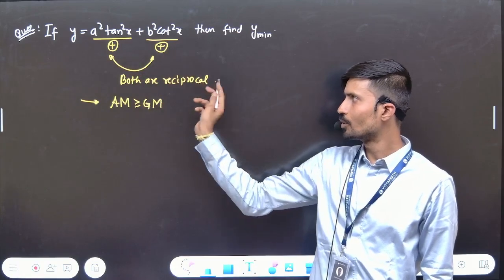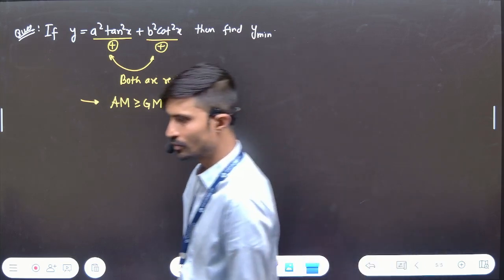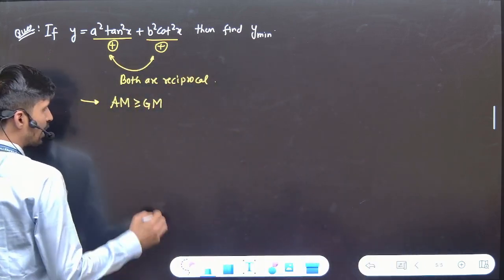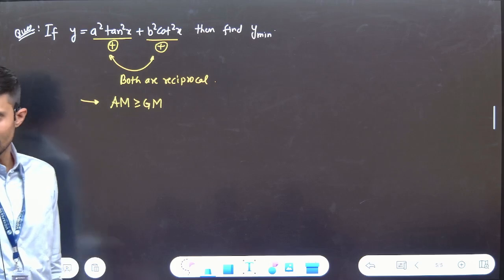Both are positive terms, both are reciprocal of each other. For finding range, I will apply AM greater than or equal to GM. That's all. गोकुल, अब क्या 1+1 मैं सिखाऊं? What do you want me to teach, 1+1 is 2?